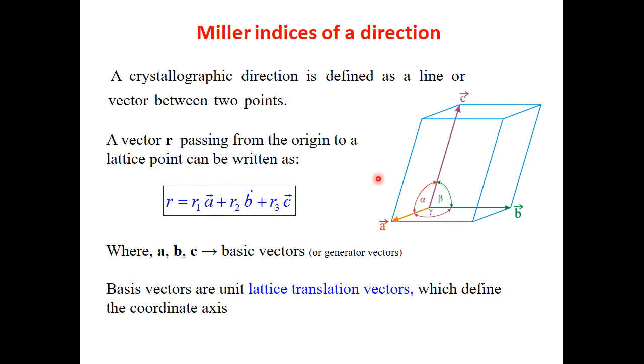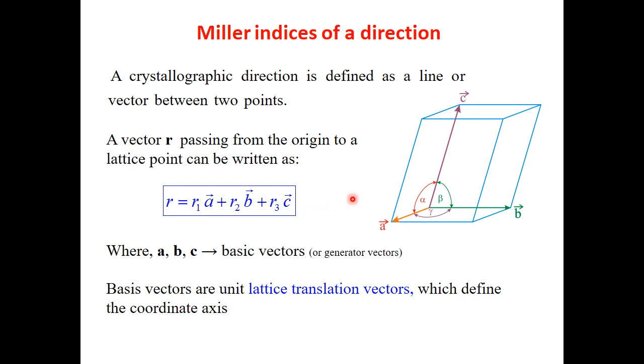Miller indices of a direction. A crystallographic direction is defined as a line or vector between 2 points. Now here you can see in the figure a unit cell. So any vector r passing from the origin to a lattice point, any lattice point, we can write it as r equal to r1 A plus r2 B plus r3 C, where A, B and C are the basic vectors, or they are also called generator vectors.